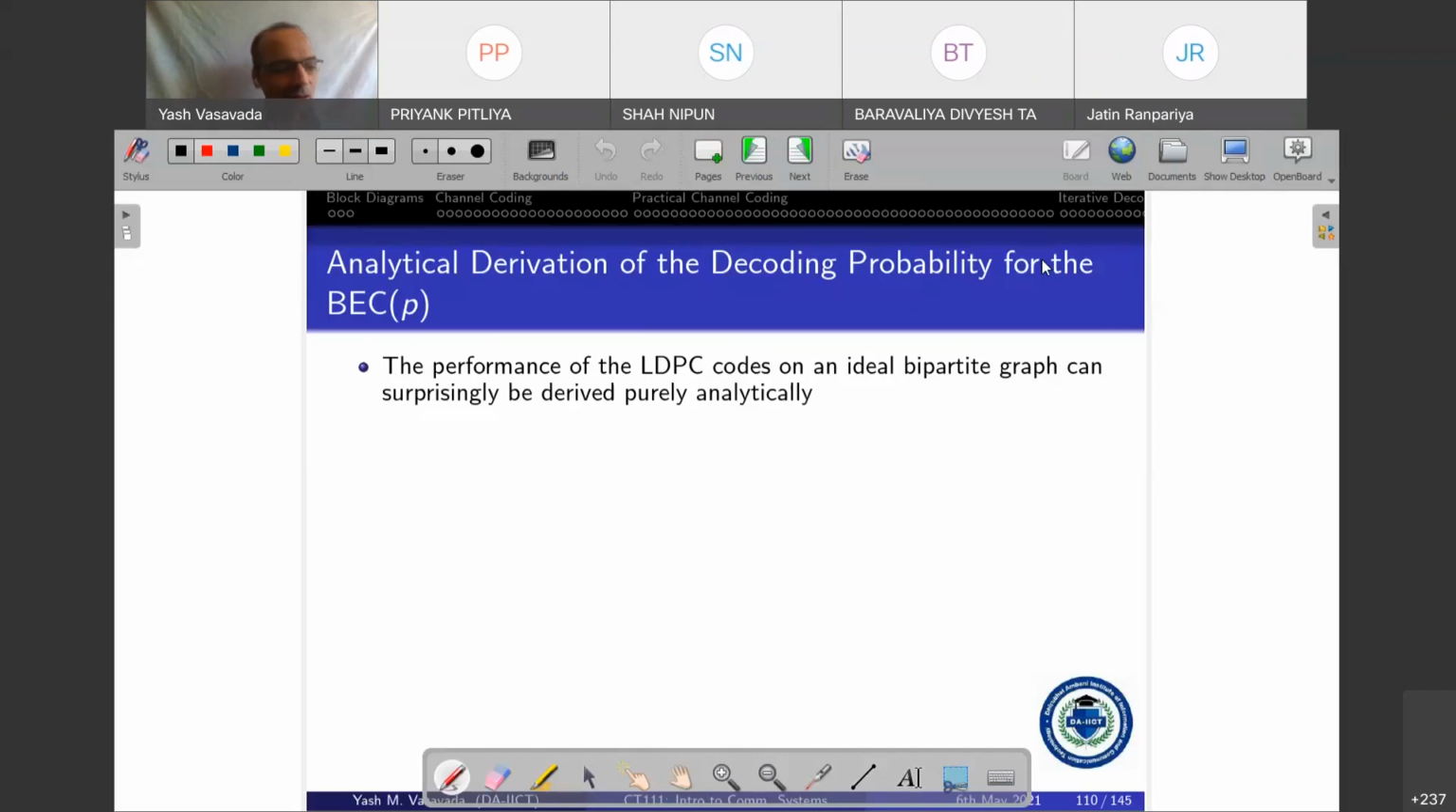Okay? Now you may think that this iterative algorithm, especially this progressively expanding graph that we were just looking at, I mean, what type of analysis can be done on that? Because it seems like a very complicated structure to analyze. But it turns out that at least for the binary erasure channel, the performance can be derived surprisingly relatively easily. Okay. And that is what we are going to look at today.